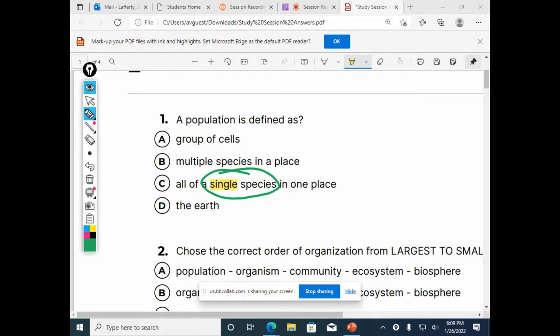Okay, there we go. So that's the key, right? It's a single species in one place. So what would a group of cells be? What's A? Okay. What's B? What's multiple species? If I wanted to count the squirrels and the humans and the maple trees on campus, what would that be? Good.